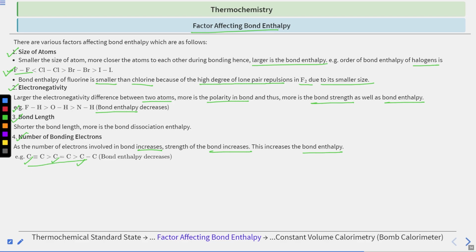Hence, this is the correct decreasing order of bond enthalpy for carbon triple, double, and single bond molecules, right?